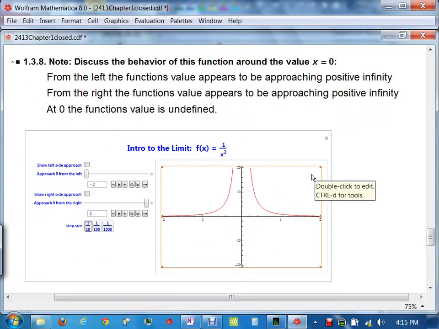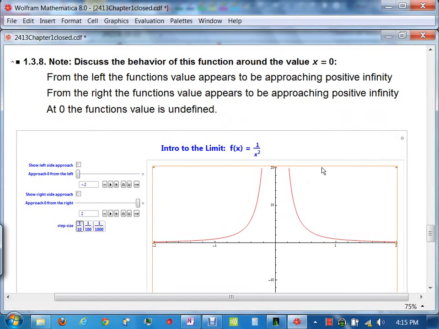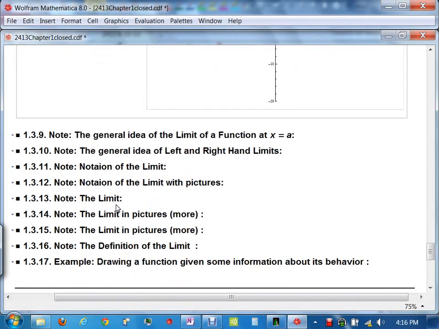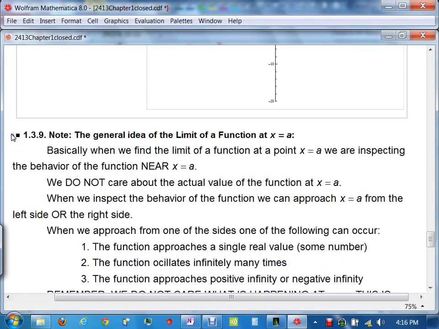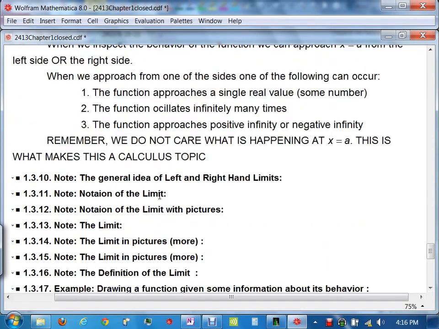Look at this one. Where's this one headed? From the left, where's it headed? Now we're approaching 0 again. To the left, it's headed to positive infinity. From the right, it's headed to positive infinity again. And what's happening at 0? Undefined. So positive infinity on the left, positive infinity on the right, undefined at 0. All right, that is all the pictures. Everything else is going to be where we start talking about definition.